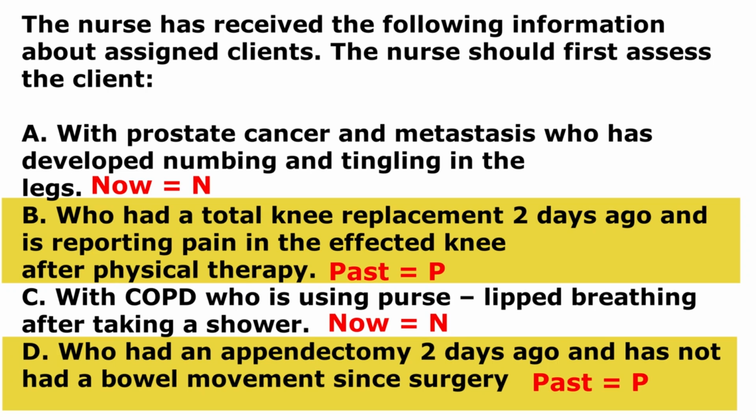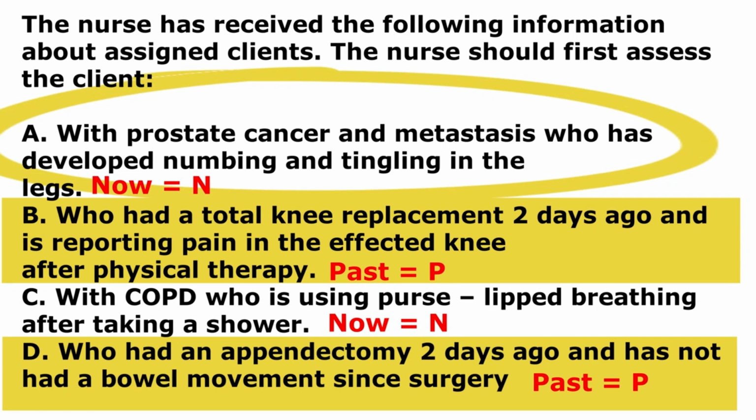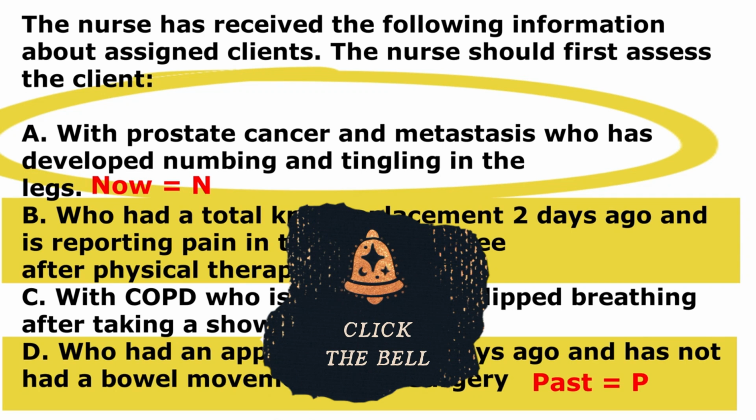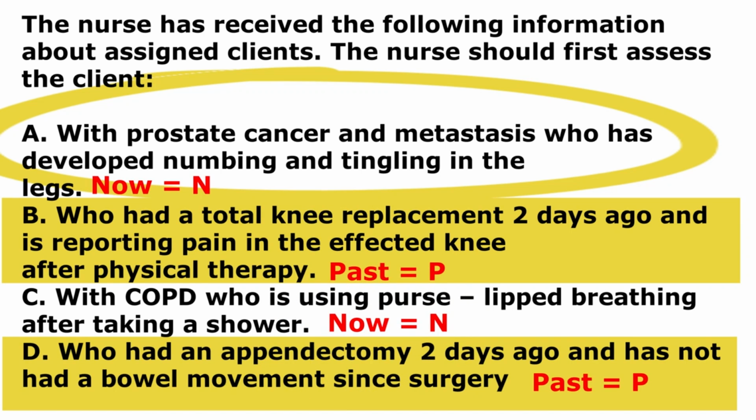Acute is always happening now, right? Chronic, the condition may or may not be happening now. In this case, it was. But we know that COPD is chronic. So, therefore, ladies and gentlemen, what is your answer? Very good. Your answer is A. And that is how you do the now, past, or future technique.